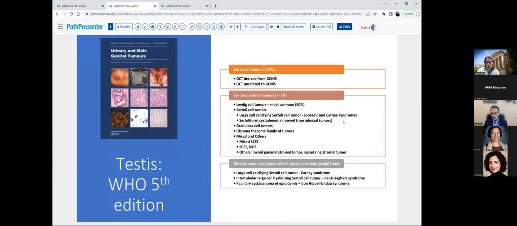So going back to the sex cord stromal tumors and classification, you'll see sertoliform cystadenoma is now discussed as part of the Sertoli cell tumor family, and that has been moved from the adnexal tumors, and we'll talk about how that came to be. The other sex cord stromal tumors that are included but less common: granulosa cell tumors, fibrothecoma, and then mixed and others.